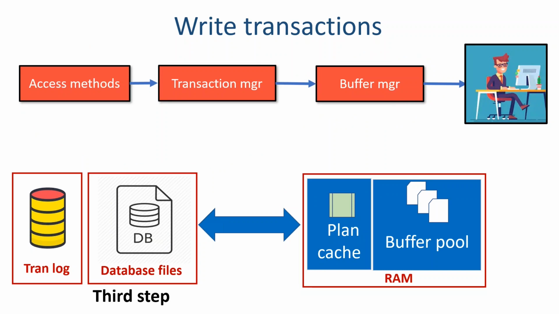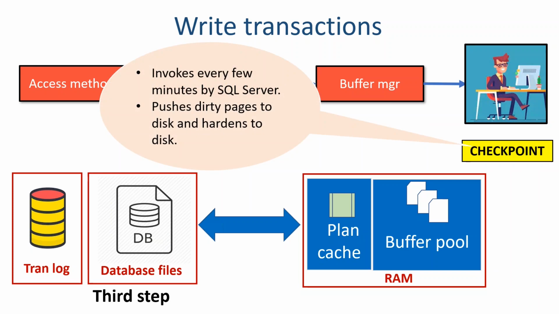But did you observe that the data pages, the 8 KB pages, are written in the buffer pool here, but they are not yet hardened to the disk file system, right? That's when the checkpoint process kicks in to grab these dirty pages from the buffer pool, push them back into the database file system, and harden them onto the disk. That's how the checkpoint process works, and that's how write transactions work behind the scenes.